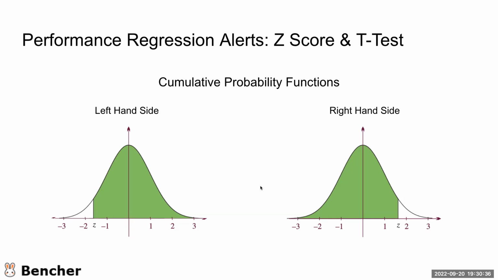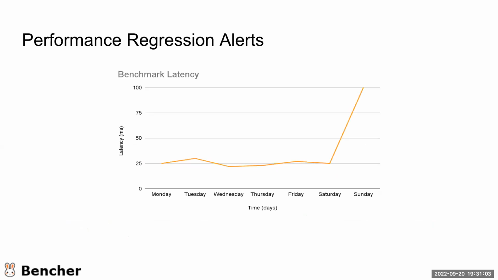The idea is that, whether from the left-hand side or the right-hand side, you're able to say a percentage that you want to bound within. So if something lands out here, you'll get an alert, but if it lands in here, then you won't. This is a percentage of the total area within those distributions, both for the z-score and the t-test, which means that something like this would generate an alert.